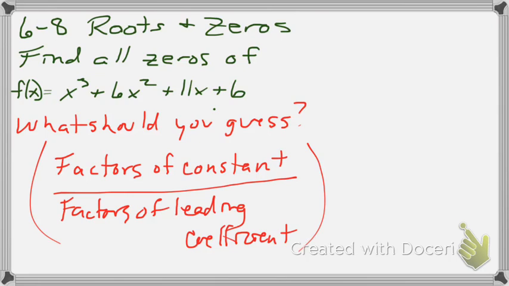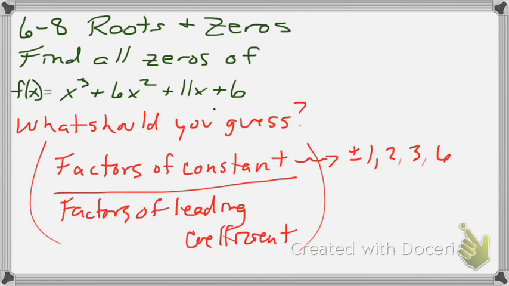The constant in our function is what? 6. And the factors of 6 are 3 and 2 and 1 and 6, positive and negative. You got to count both. So those are the factors of 6. There are 8 of them: 1, 2, 3, 6, negative 1, negative 2, negative 3, negative 6.